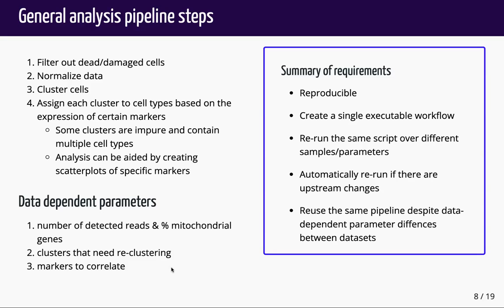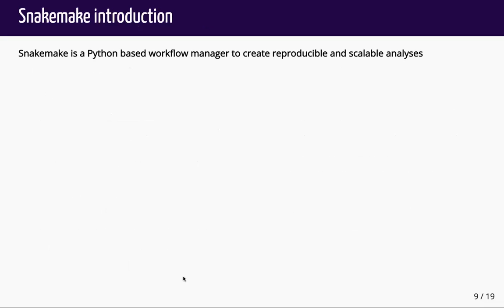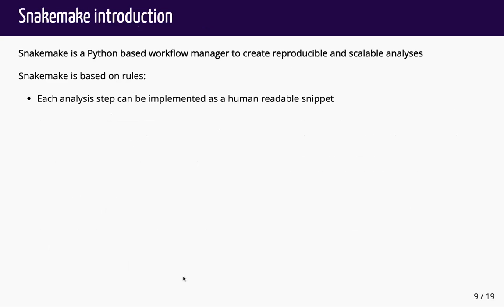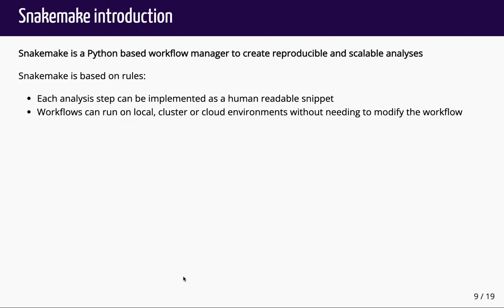I also want it to automatically rerun if there's upstream changes, and I want to use the same pipeline despite these data-dependent parameter differences between datasets. And so the way I implement all of this is using Snakemake, which is a Python-based workflow manager. And it's essentially based on rules, which are human readable code snippets. These can be tied together to run locally, on a cluster, or on cloud environments, and should be easily transportable between any of them without really needing to modify the workflow.